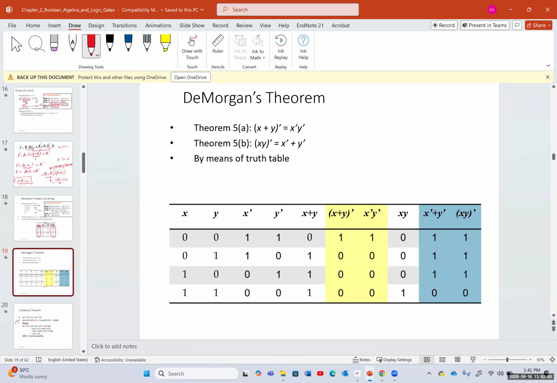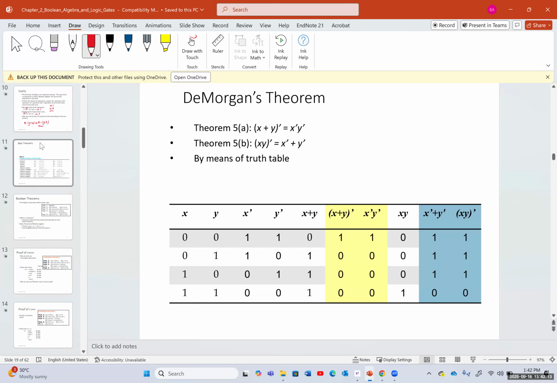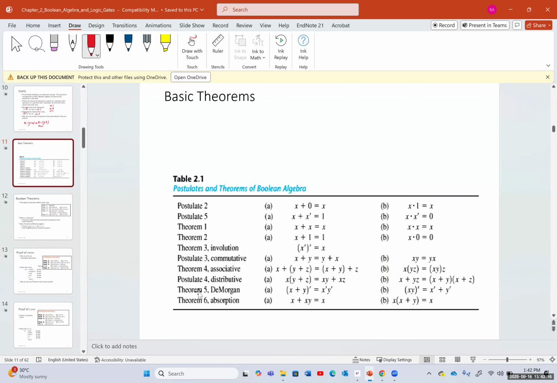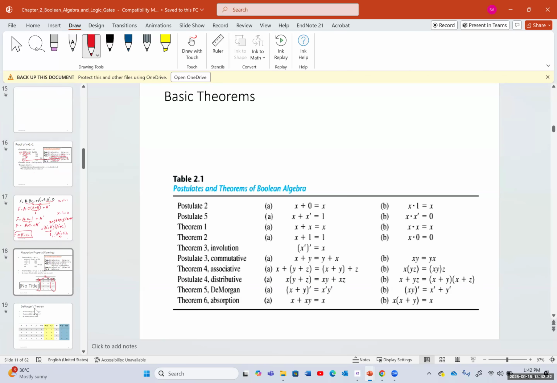The next theorem that we have, which is very important, is called De Morgan's theorem. Theorem number 5a shows this, and all of these are in this table that I shared with you. That's the reason this is a very important table, and I would recommend that you print this and bring it to your exams if you want to. You can see here De Morgan's law and the absorption law and so on.